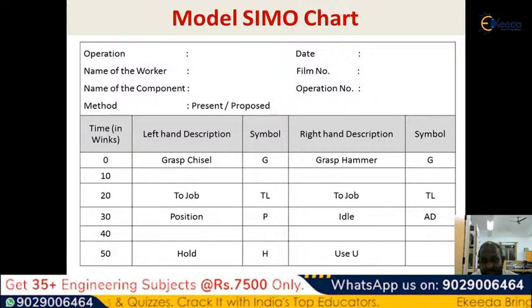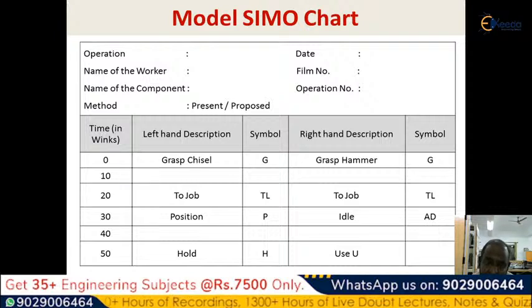So analyzing what is happening presently, you are going to propose a new methodology in the SIMO chart. Again, you are going to have a tabulation, with the time period in winks, for every 1 by 2000 of a time period that I am going to check. A simple process of grasping a hammer and a chisel: the left hand can have a chisel, the right hand can have a hammer, and it can do a job. It can position it. It can use it. So whatever it may be.